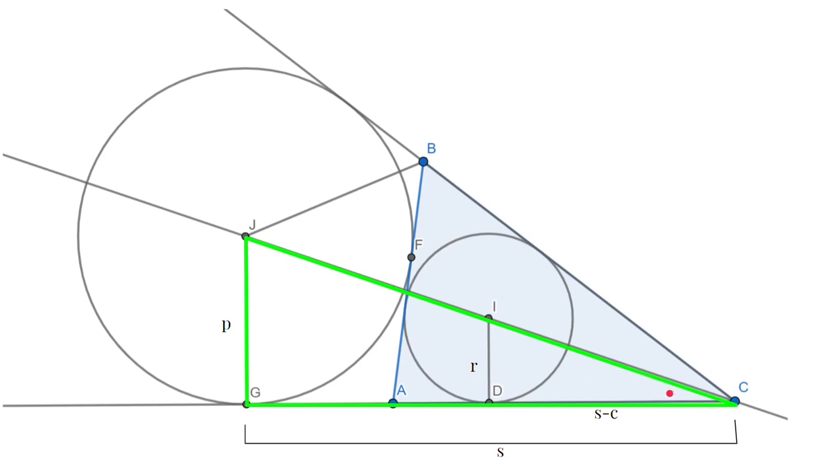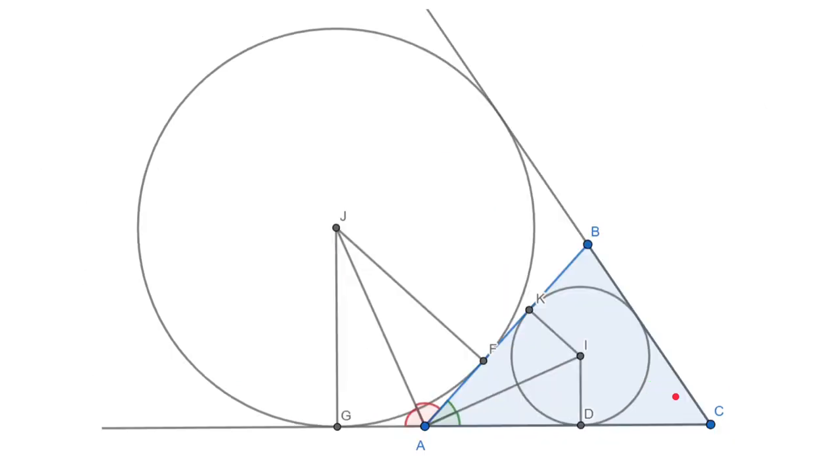This means that the ratio of their side lengths is the same, because they're just scaled pictures of each other. Using part 2, we know that GC is equal to s, and using part 1, we know that this length is equal to s minus c. So plugging it all in, we get r over p is equal to (s minus c) over s.